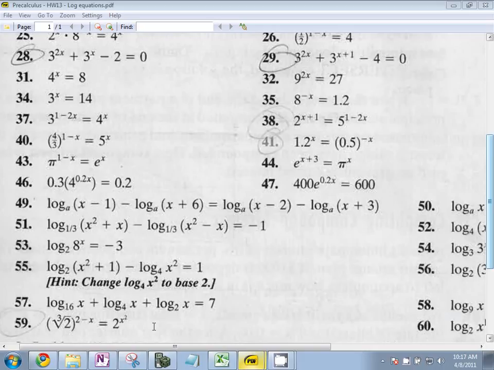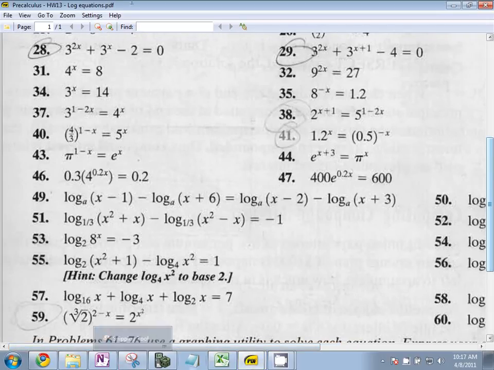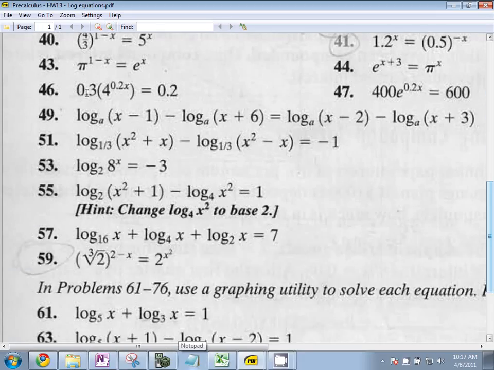What else looks disgusting? Anything here? 59? Let's actually do 59. I like 59. This will be the last one we do.